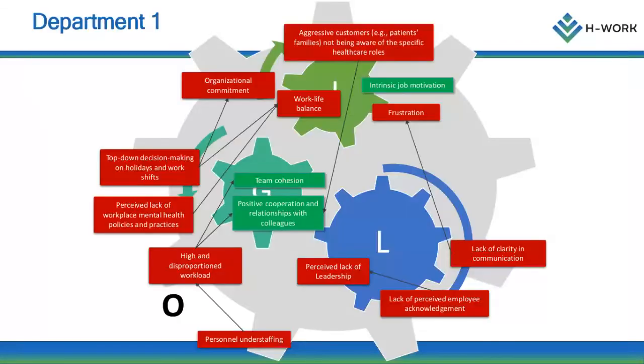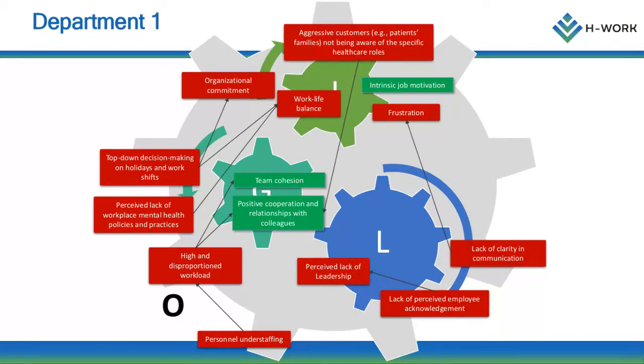So this is an example of a cognitive map. And you can see there are some red post-it notes and some green post-it notes. So the important and positive aspects of the job that were reported in this focus group in Department 1 was intrinsic job motivation. People were really passionate about providing good care to patients, and they really cared about their jobs. They also reported that there was good team cohesion, and there were positive collaborations, cooperation and relationships with colleagues.